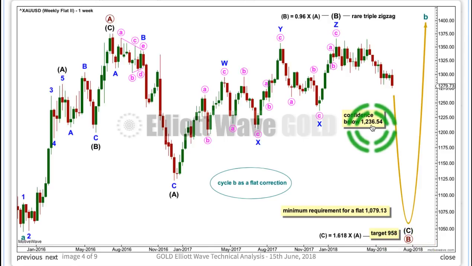However, because of problems with this Elliott wave count, we do still need a new low below 1236.54 before we can have reasonable confidence in this. The biggest problem with this wave count is the rarity of a triple zigzag.